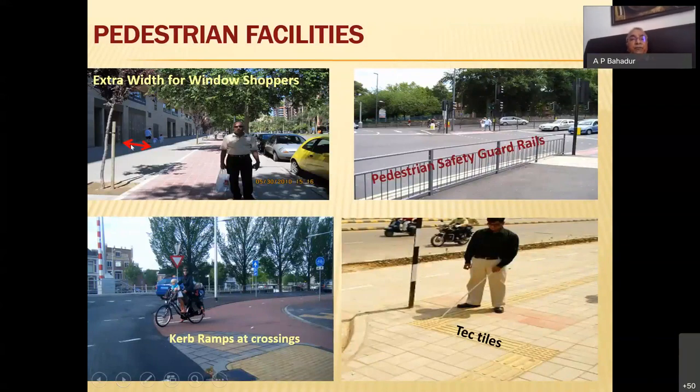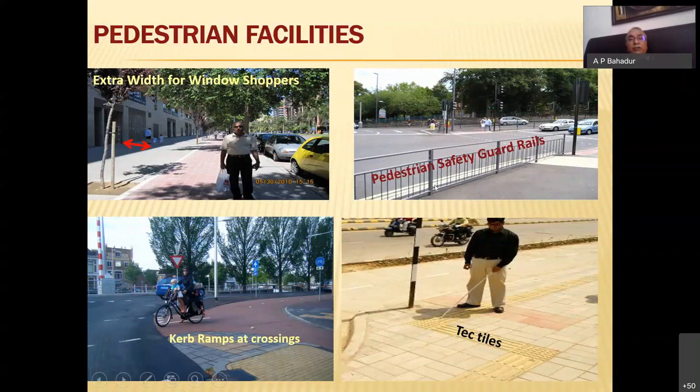In developed countries, if an urban road is passing through a shopping street, they provide some extra width for window shoppers. That is how attention is given to the needs of the pedestrian. Whenever a crossing is to take place, a drop ramp is provided at the crossing point. And if there is any physically impaired person using the sidewalk, then tactiles are provided, as you can see here. And these are continuous tactiles.